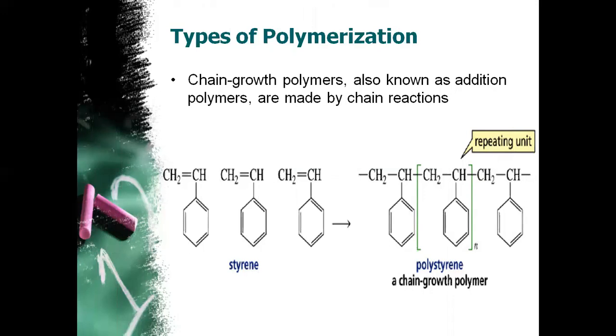Chain growth polymers, which are also known as addition polymers, are made by chain reactions. Let's understand by taking the example of polystyrene. Polystyrene is formed by the simple addition of the monomer styrene as shown in the figure.